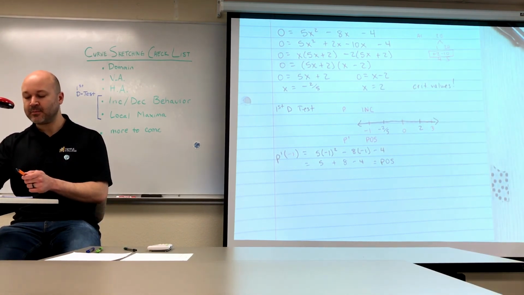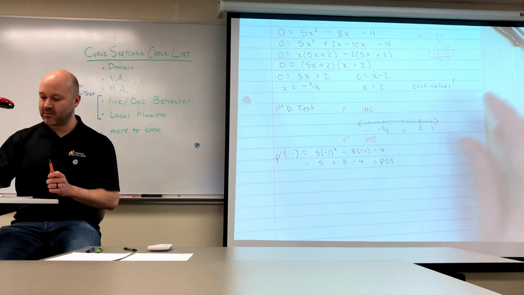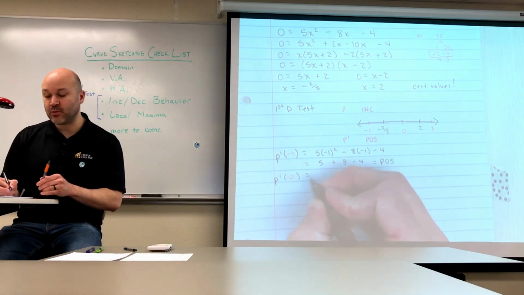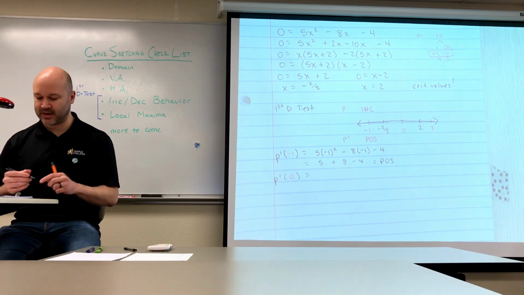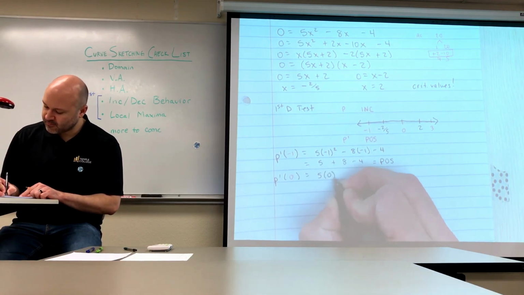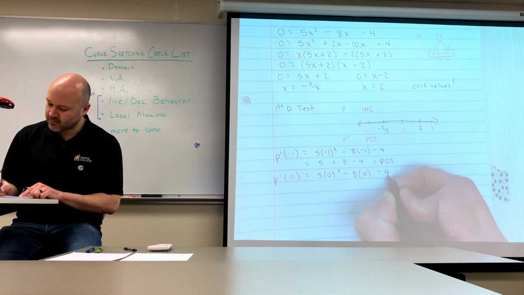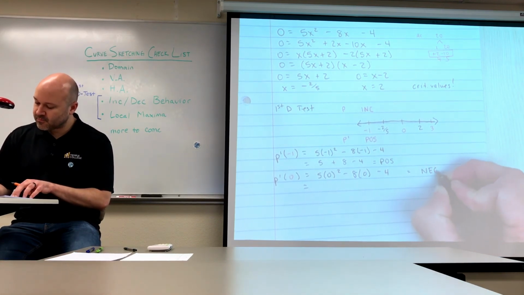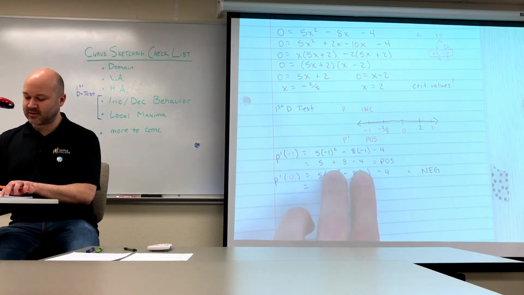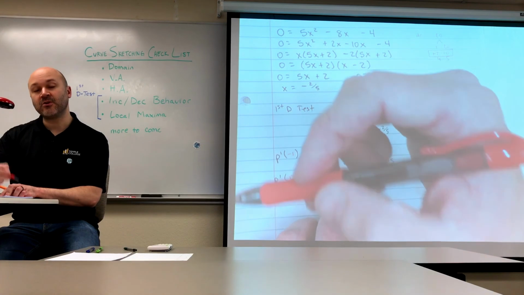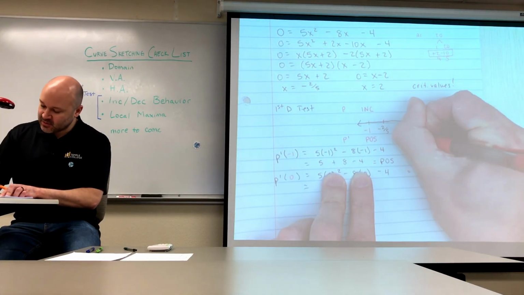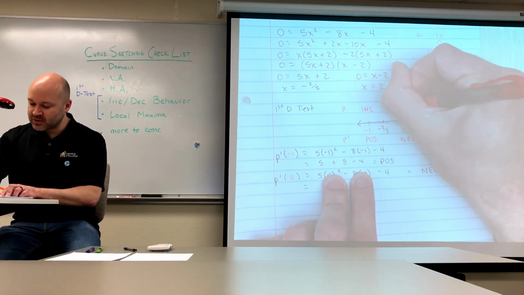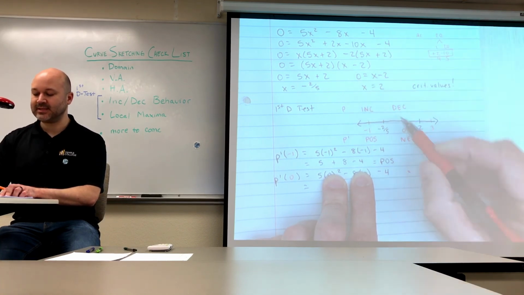So I need to test a number between the two critical values. I'm going to test 0. Again, what I'm looking for is just the sign, S-I-G-N, if it's positive or negative. Well, 0 is nice and easy. This is going to be a negative. 0 kills those things, left with -4. So when I plug in 0 into the first derivative, I get a negative result, which means from -2/5 to 2 on the x-axis, my original function is decreasing. DEC for decreasing.